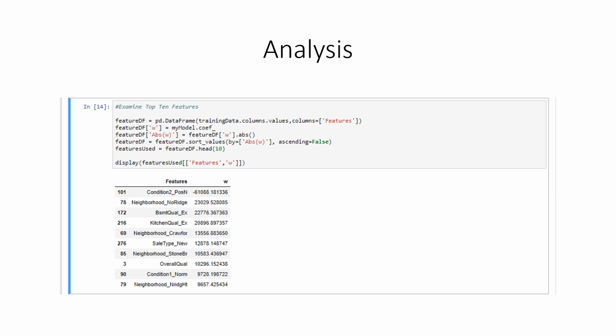And the same goes for neighborhood underscore no ridge. Being in that no ridge neighborhood, we are going to add $23,000 onto the mean price of the house. So this was very interesting.